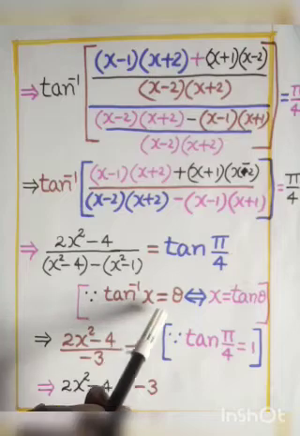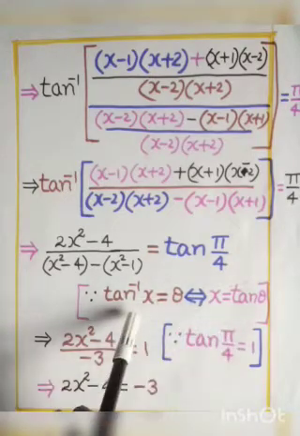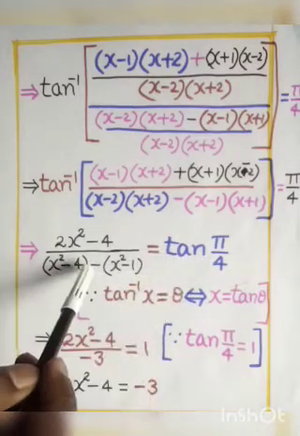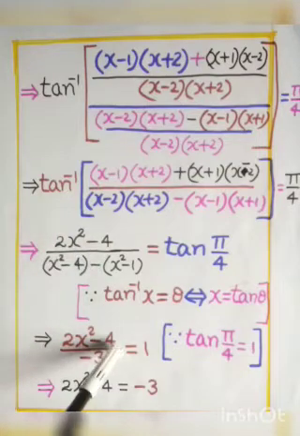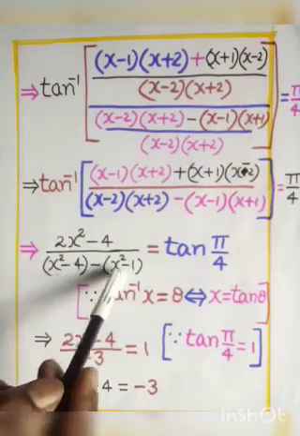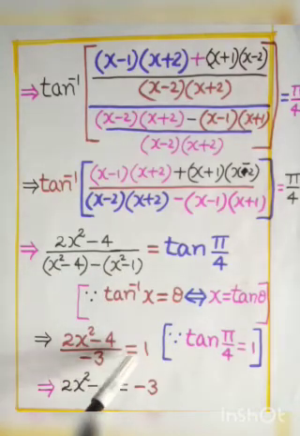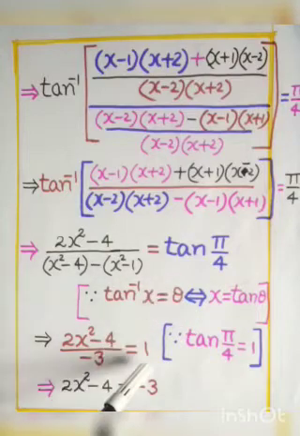Since tan inverse x is equal to theta, it implies x is equal to tan theta. By using this result, we are writing this step. Understood this step, my dear children? Right. This implies (2x square minus 4) whole divided by, in the denominator, by simplifying the terms, we get minus 3, is equal to tan pi by 4. What is the value of tan pi by 4? 1. Understood this step, my dear children?